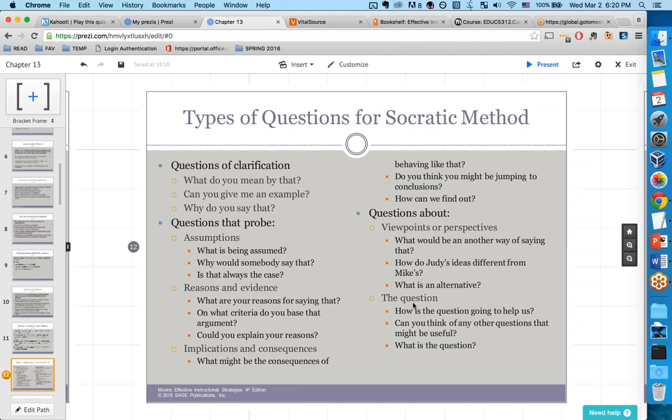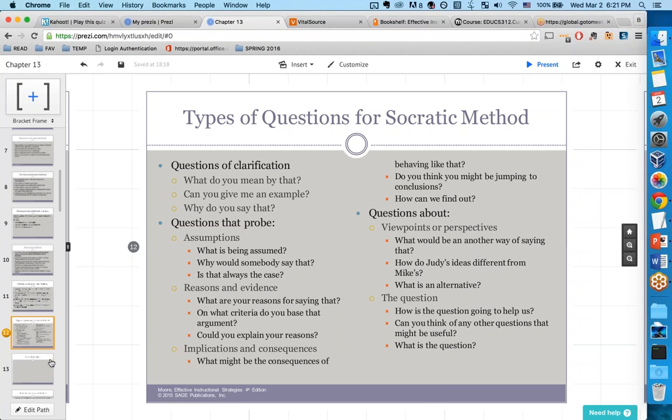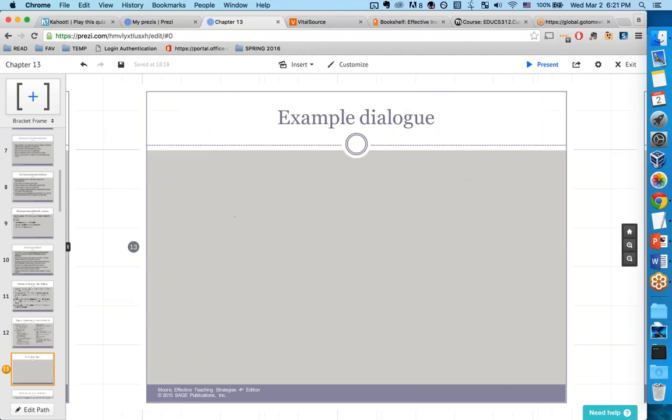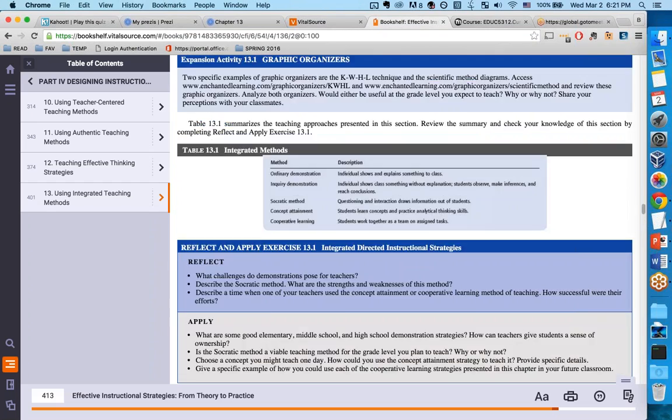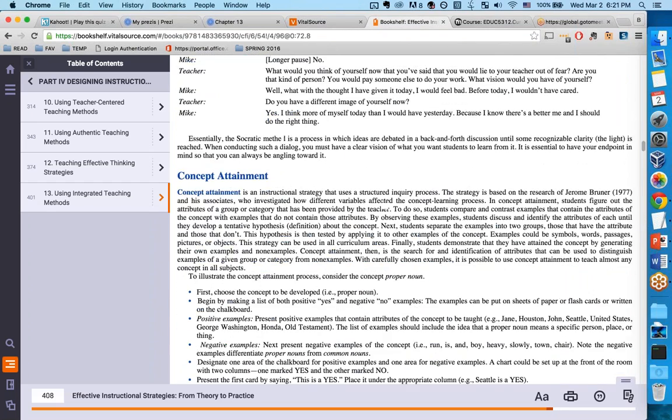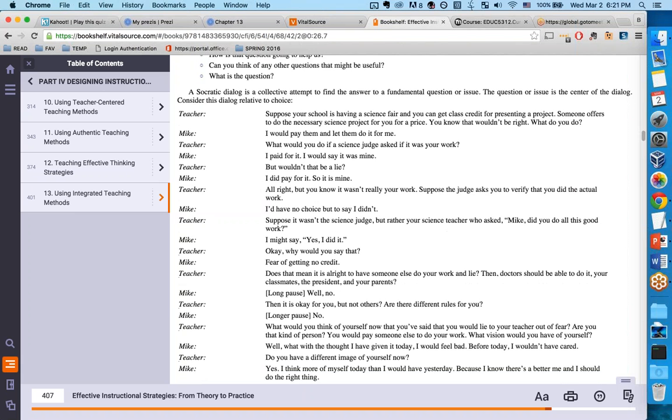And then you may ask questions about the question itself. How is the question going to help us? Can you think of any other questions that might be useful? What is the question? So all these are some sample Socratic method questions. You may be wondering if there's an example dialogue. Actually, it's in your book, so let's switch to the book and take a look at this example dialogue.